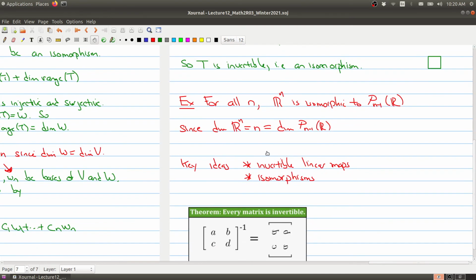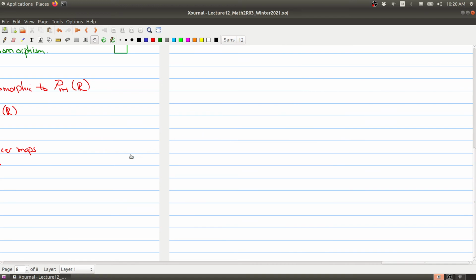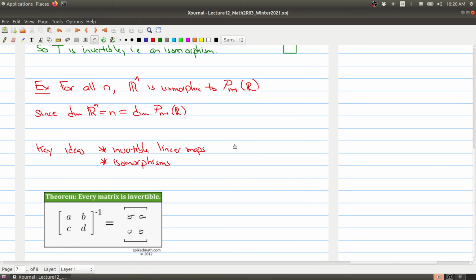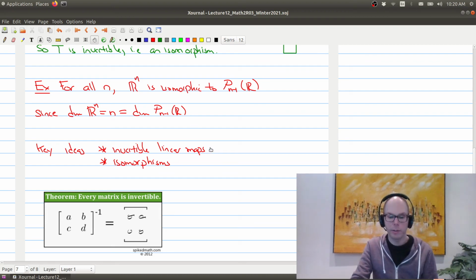So today there are two key ideas. We learned about invertible linear maps and we learned about isomorphisms, and one of the nice big results about isomorphisms is that if two finite dimensional vector spaces have the same dimension, they have to be isomorphic.